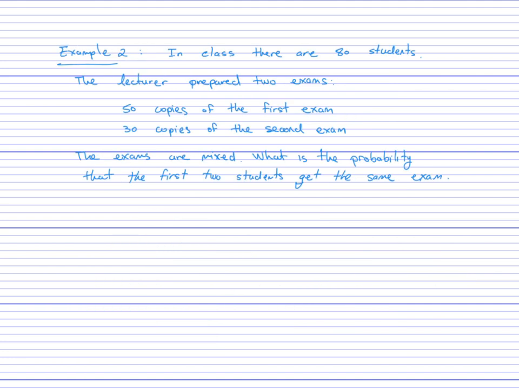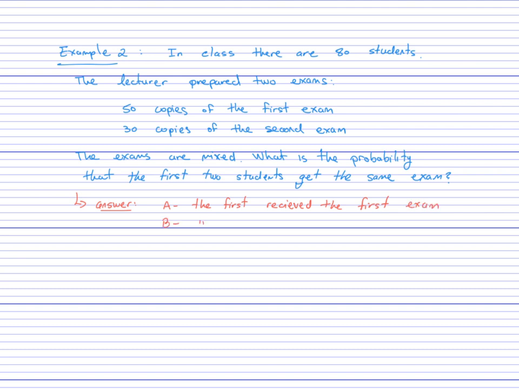Let's continue with example 2. In class, there are 80 students. The lecturer prepared 2 exams, 50 copies of the first exam and 30 copies of the second exam. The exams are mixed. What is the probability that the first 2 students get the same exam? Great. So how do we solve those types of questions? Here's the answer. First, we denote A to be the event that the first student received the first exam.